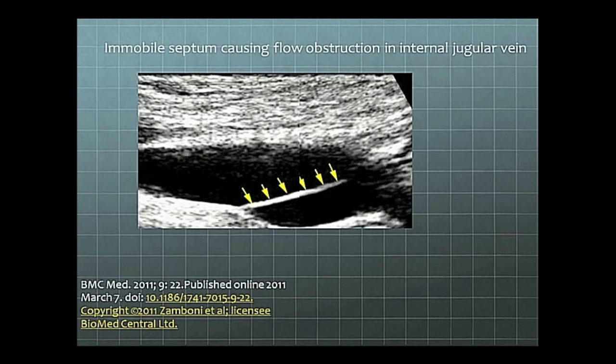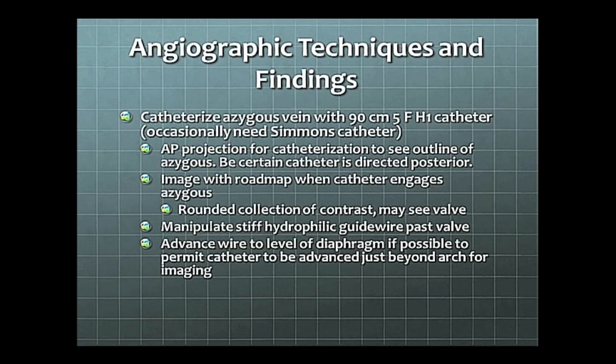And the reason I'm spending time on this is that maybe the way we're treating these needs to be modified based on the pathology. If it's a circumferential narrowing, maybe balloon angioplasty is best. But if it's a septum or a valve, maybe something like a valvulotome needs to be developed for these patients. Okay, let's move on quickly to some of the other areas.